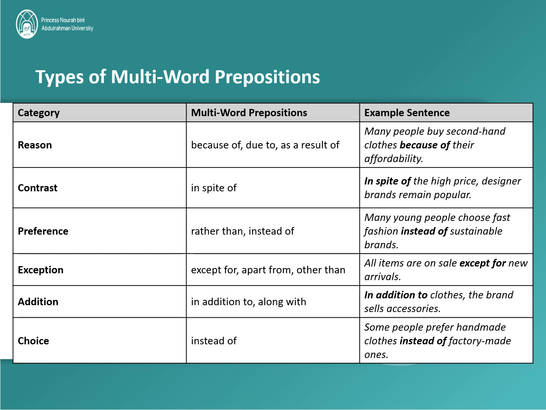Then addition: in addition to or along with. Here's an example. In addition to clothes, the brand sells accessories. And lastly, choice. You can use the phrase instead of. Some people prefer handmade clothes instead of factory-made clothes is an example of a choice with the use of the phrase instead of.